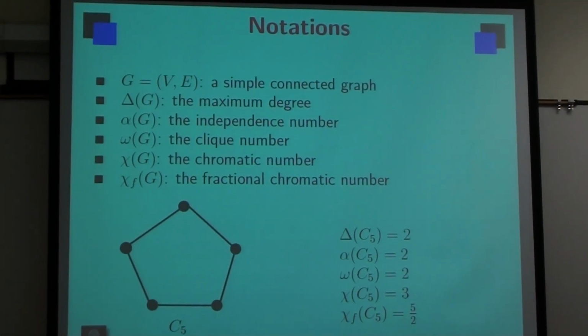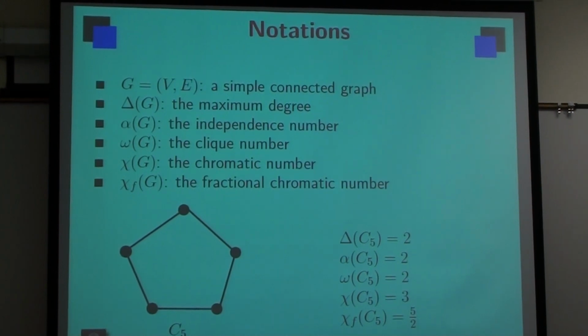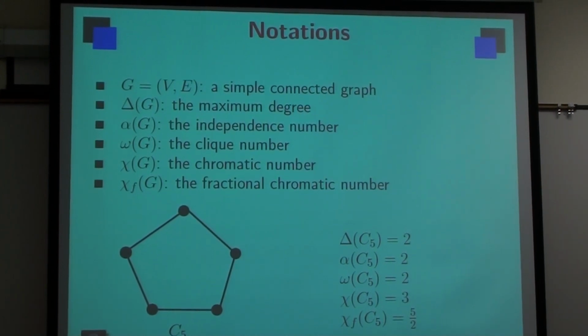The chromatic number is 3. If you try to color the graph with 2 colors, it will not work, because a pair of adjacent vertices would receive the same color. But you can use 3 colors easily: 1, 2, 1, 2, and 3. The fractional chromatic number, as we will show, is 2.5, and we will give a definition and see why it's 2.5.